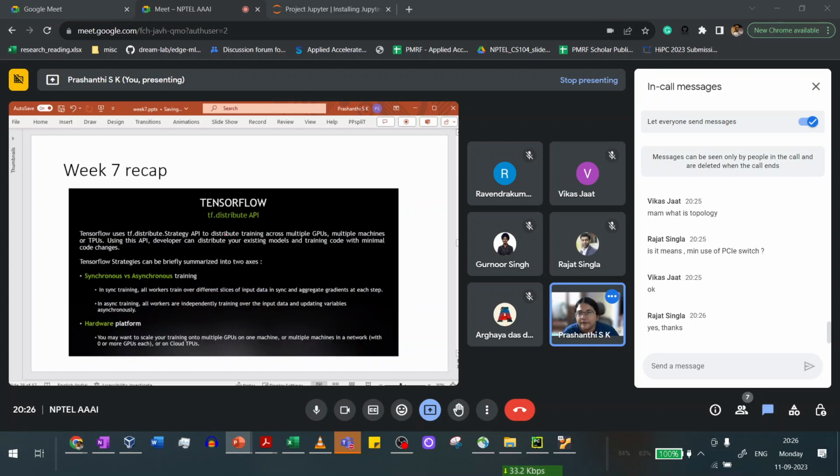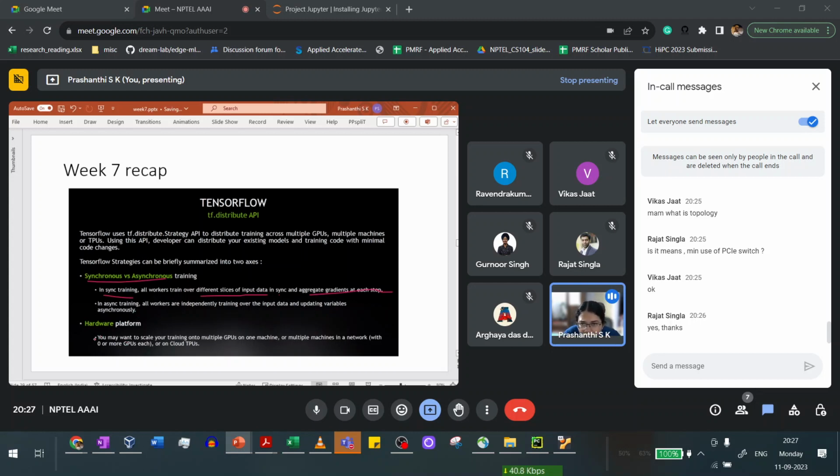Okay, with that we move on from the network part of it to the TensorFlow distribute API. So distribute.strategy helps you distribute training across multiple GPUs. I think we briefly saw this. So you can distribute your models and training code with minimal code changes. Broadly, again, you can summarize it into synchronous versus asynchronous. In synchronous training, you train over different slices of input data in sync and aggregate gradients at each step. In asynchronous training, all workers are independently training over the input data and updating variables asynchronously.